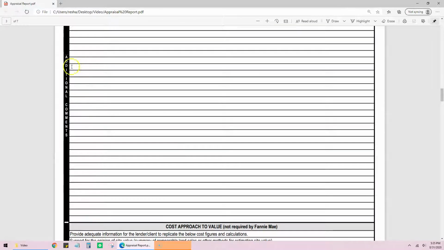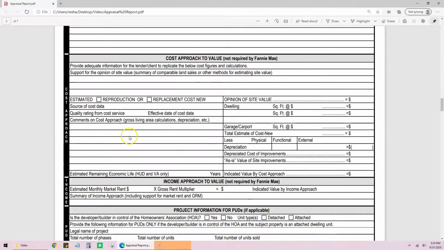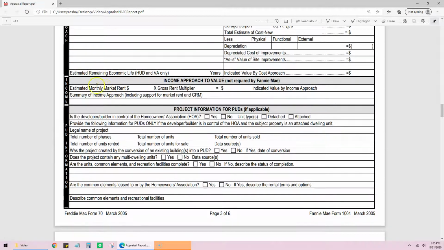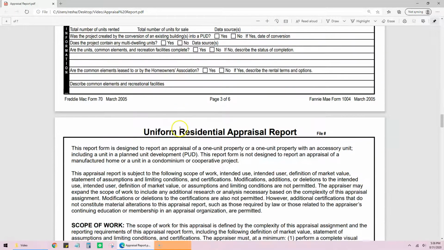And then this is the additional comments section. There, cost approach, if that's necessary, would go here. Income approach, that's usually just for commercial properties. And then PUD, that PUD stands for Planned Unit Development. So if the property is in a homeowners association, it is located in a PUD. So that information would be here. How many phases are in the project? Is the project new? What's going on? So that would be in this section here.